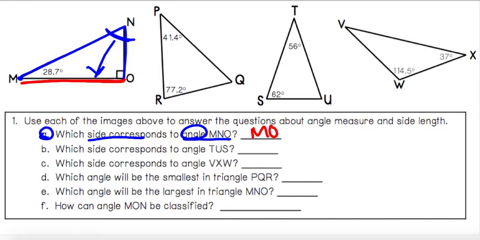MO. And when we do a side, we'll put a little line above it, and that indicates that's the side length or side leg. Okay, MO would correspond with angle N. Okay, now let's look at the next one.